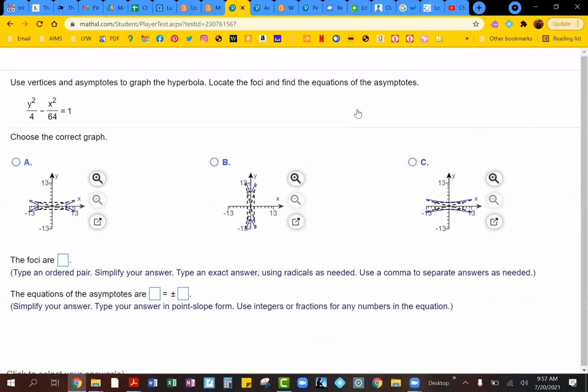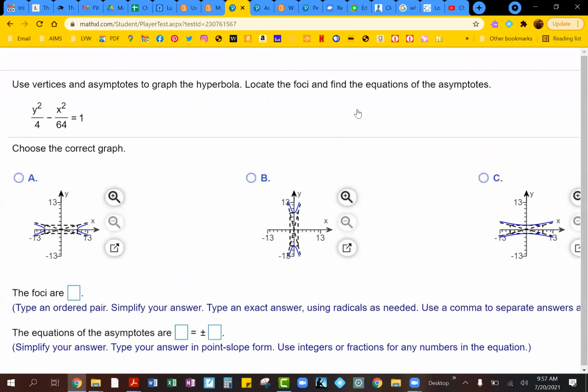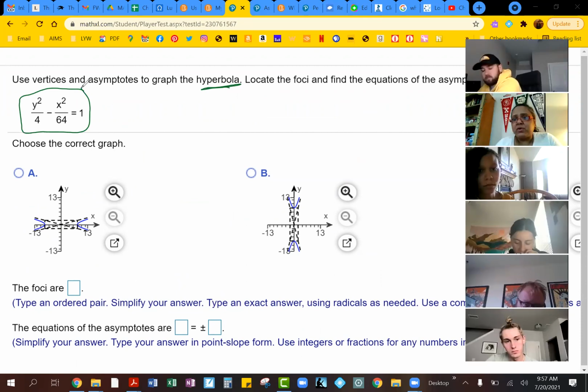This one, as you can see, is coming from chapter 7, where we talked about conic sections again. And of course, you can see this one here is discussing hyperbola. So does anybody remember looking at the equation? Is it supposed to open up and down or left and right? Y squared over 4 minus x squared over 64 equals 1.